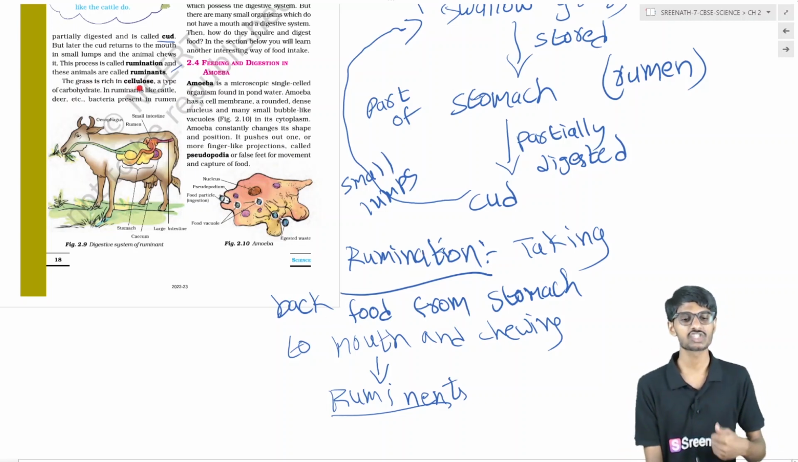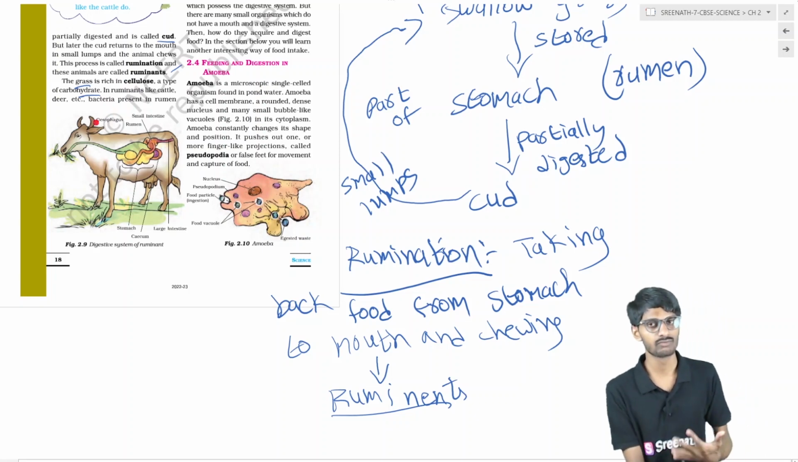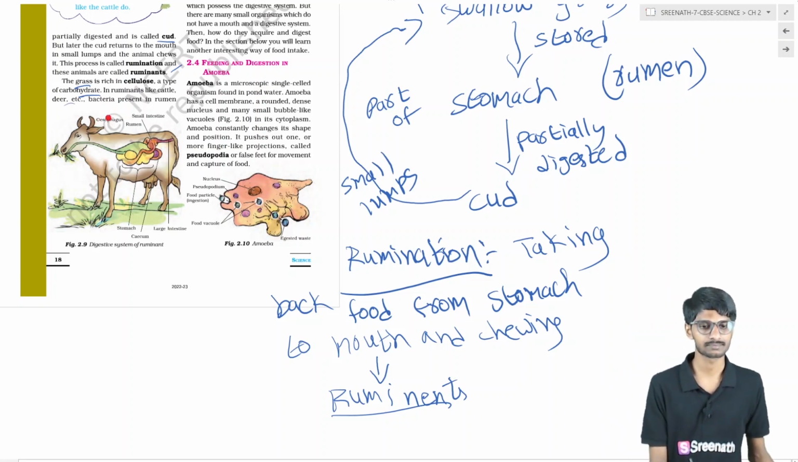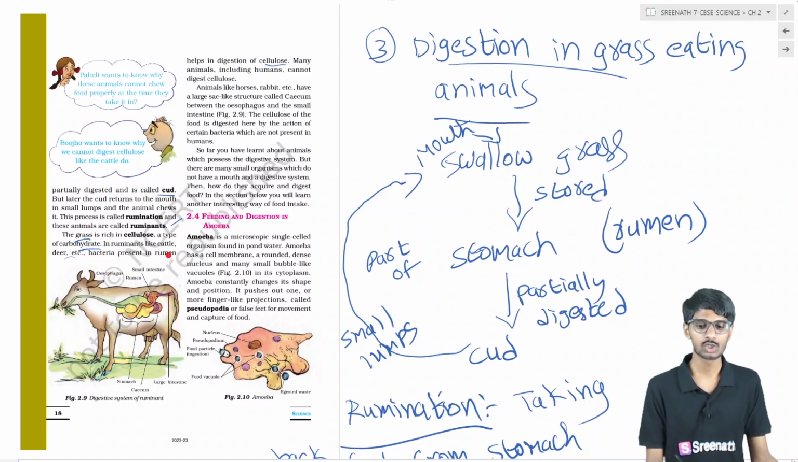So the grass is rich in cellulose, which is a type of carbohydrate. We see this in cattle like deer and cow. The bacteria present in the rumen help in the digestion of cellulose.